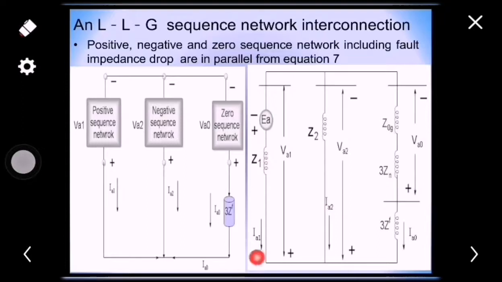Say first IA1, then IA2 and IA0. Actually, the fault current is only 3 times IA0, so that is enough, but we shall also obtain IA1 and IA2. So how will you obtain IA1? Let me give you a hint.